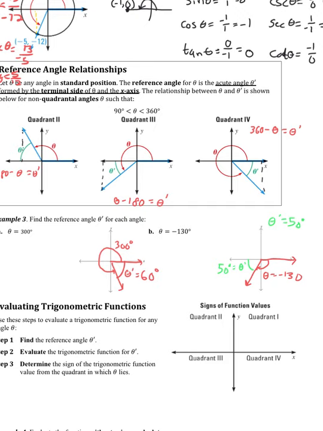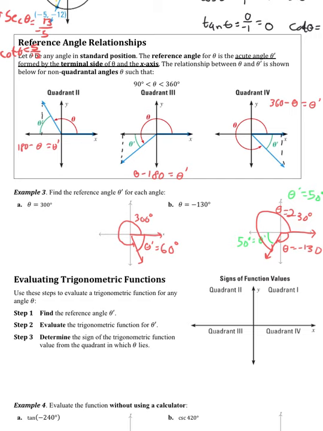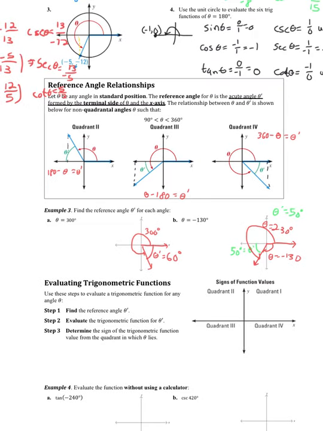But that'd be the exact same thing as saying if we went in a positive direction, instead of going -130, we went positive 230 to get to that exact same spot. And then we could say 230 minus 180, and we get 50. Something weird like that. Okay, that's the idea for reference angles. So just finding that small angle that's going to connect us to the x-axis, to each value.